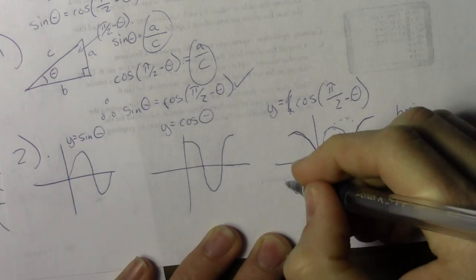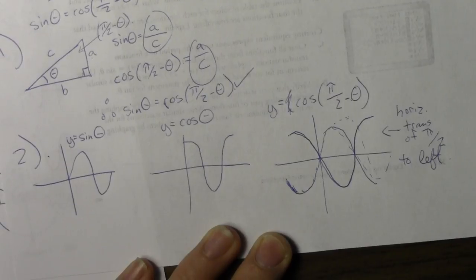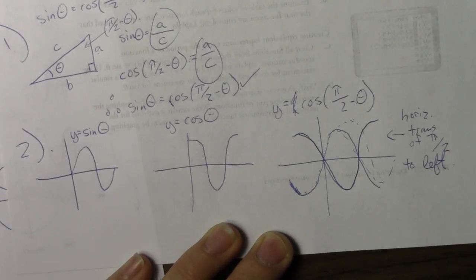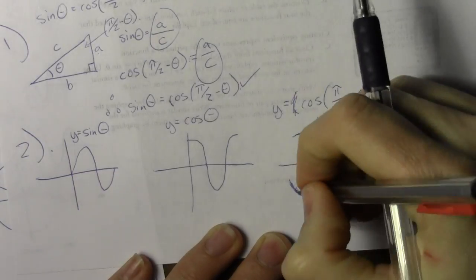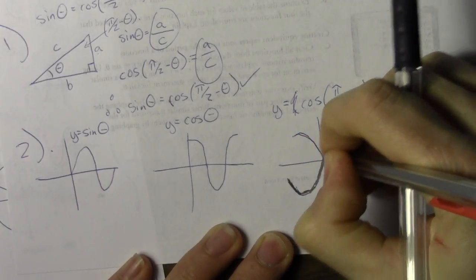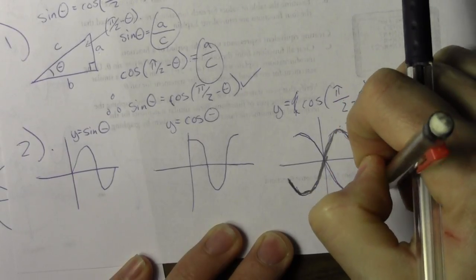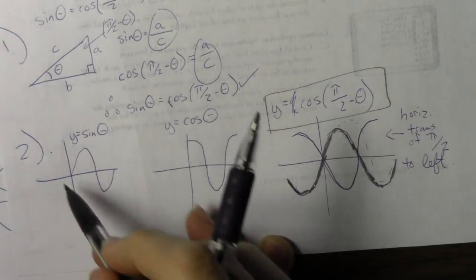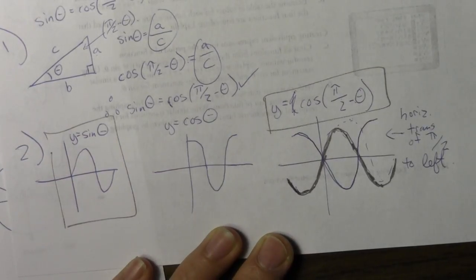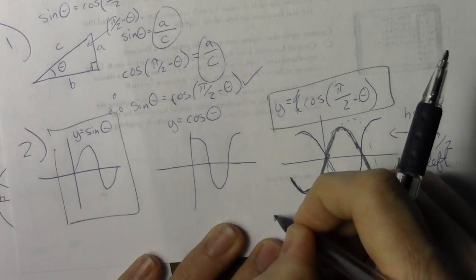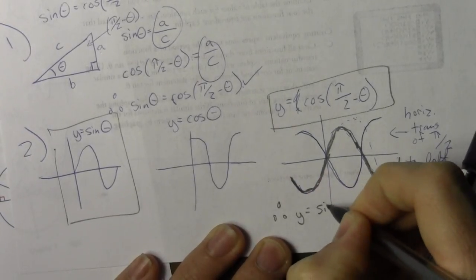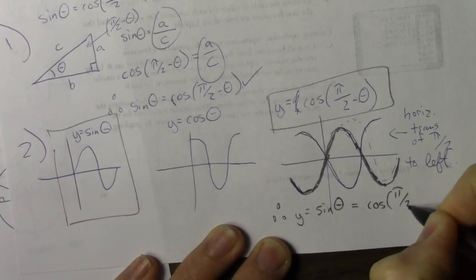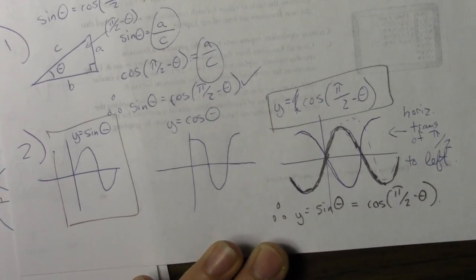And what you'll notice then is this new graph here, that's this graph, which is also the same as this graph. Okay, so we've proven, therefore, y equals sine theta is equal to cos. Any questions there?